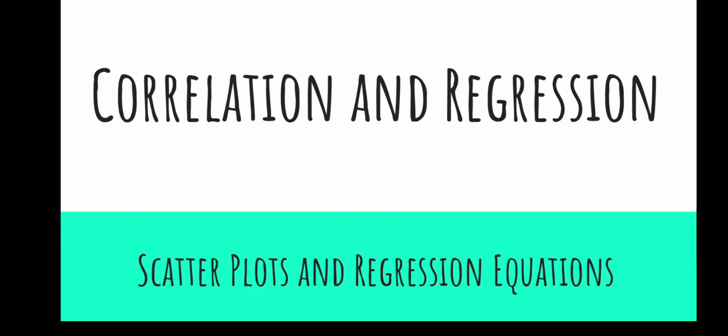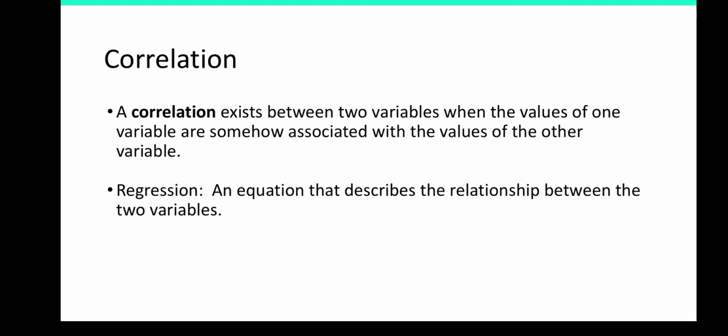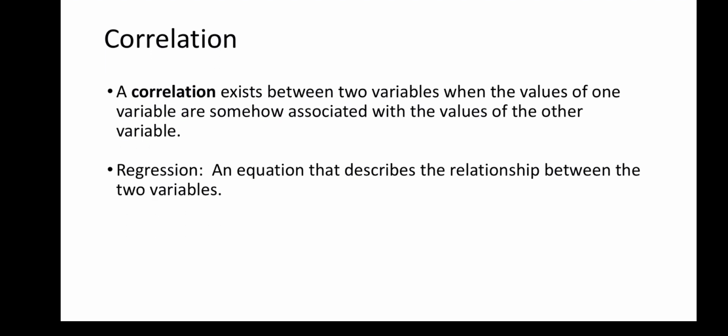Hi everybody, this video is correlation and regression, scatter plots and regression equations. So first we're going to look at a couple vocabulary words. The first word is correlation. A correlation exists between two variables when the values of one variable are somehow associated with values of another variable. So basically we're trying to see if two variables are related.